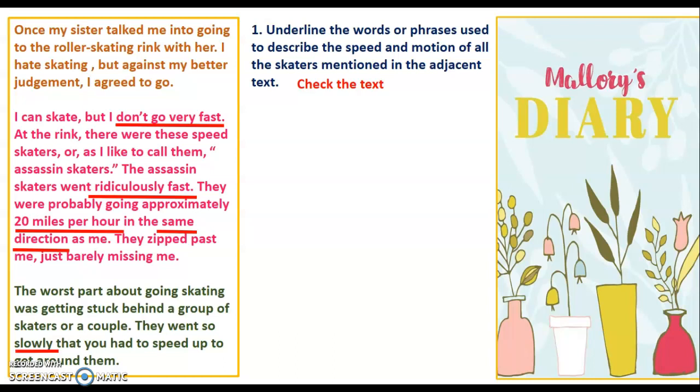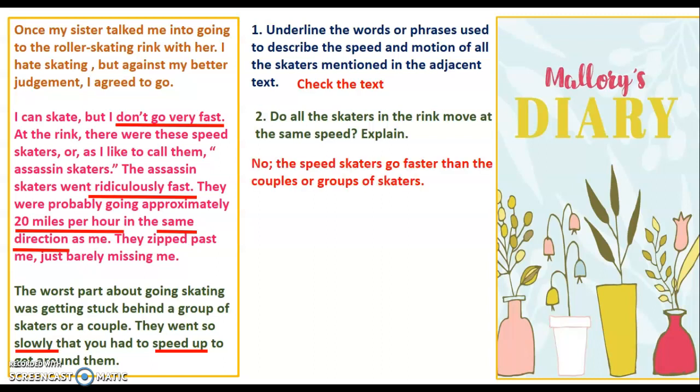And we have "slowly," which describes the speed. And finally, "speed up." So slowly means low speed, speed up means increasing the speed. So do all the skaters in the rink move at the same speed? Explain. No, the speed skaters go faster than the couples or groups of skaters.